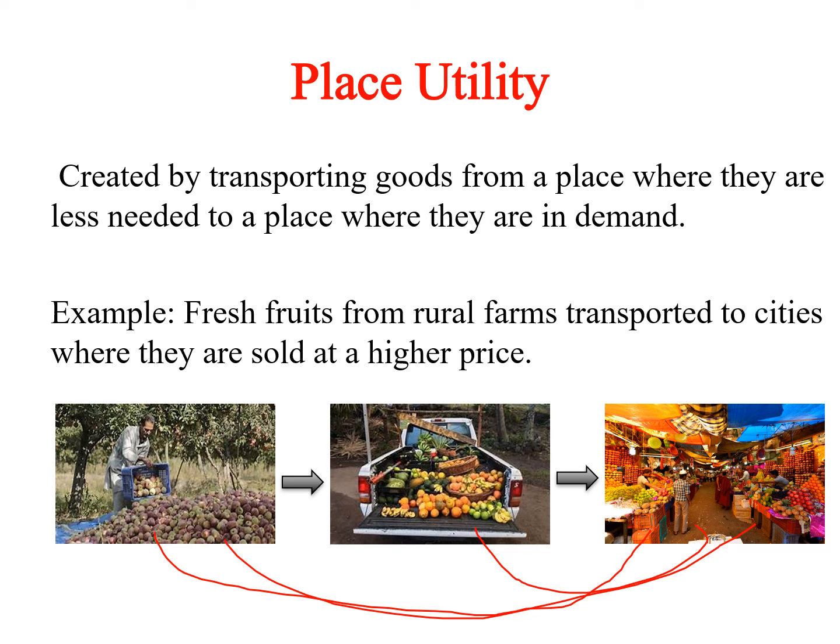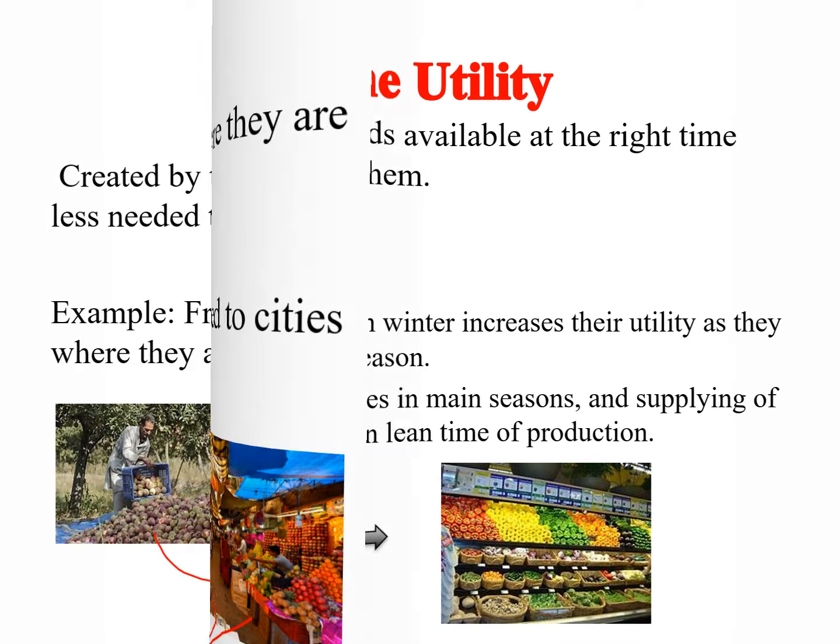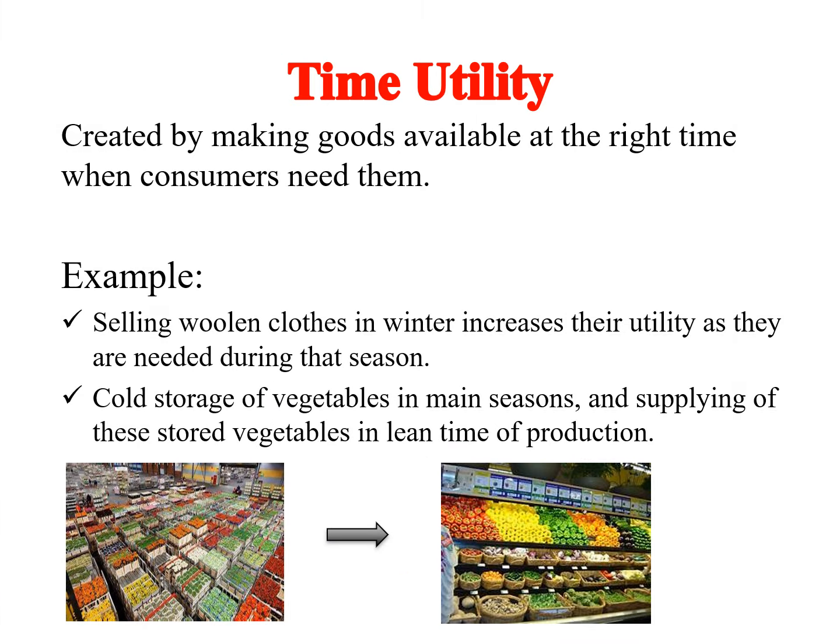Basically, place utility will help the producers or the farmers to get more benefits. For example, the transportation of apples from Himachal Pradesh to other states of the country to get a better price comes under place utility. Now moving towards the third type of utility, that is time utility.